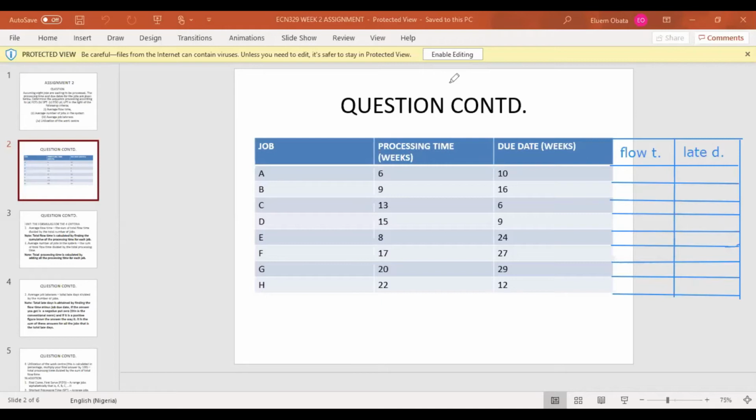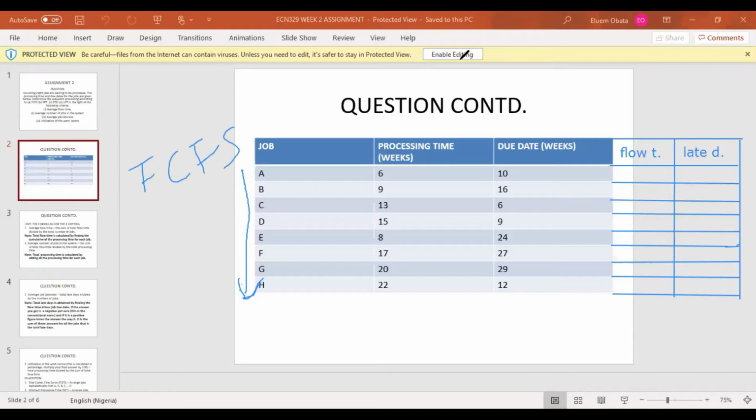And I'm going to show you now how to calculate both of them before you move into the next thing. But before I do, it is worth mentioning that the way the table is arranged is automatically your first come, first serve, because it is arranged according to how the jobs were given. However, in another scenario, you would have to rearrange this table.